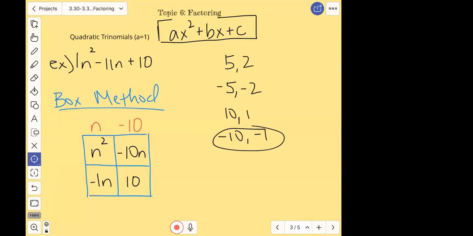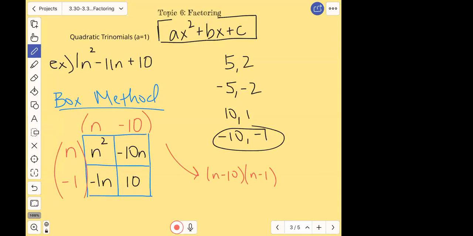Then we do the same thing going across the rows. What's the GCF here? The GCF here would be n. It would be positive because this first part's positive. And then we do the same thing for the second row. The GCF between these 2 terms would be negative 1 since the first term's negative. And then those are our 2 parentheses. So our answer would be n minus 10, n minus 1. So that's the box method.